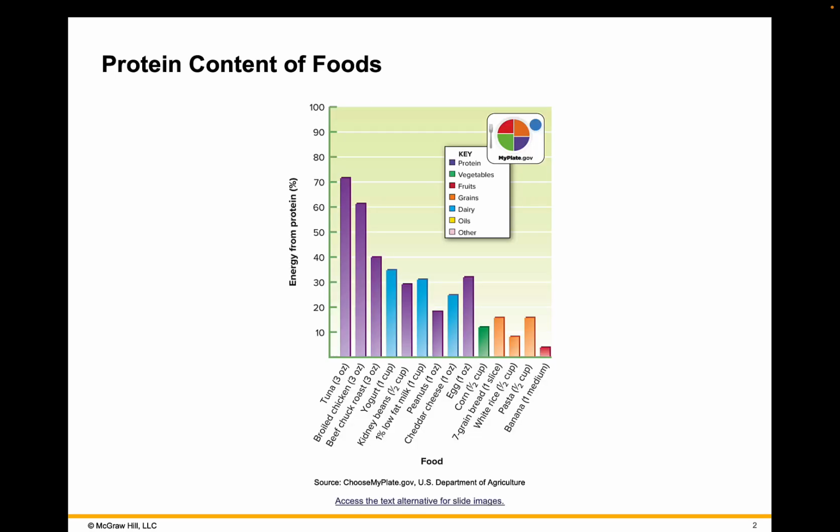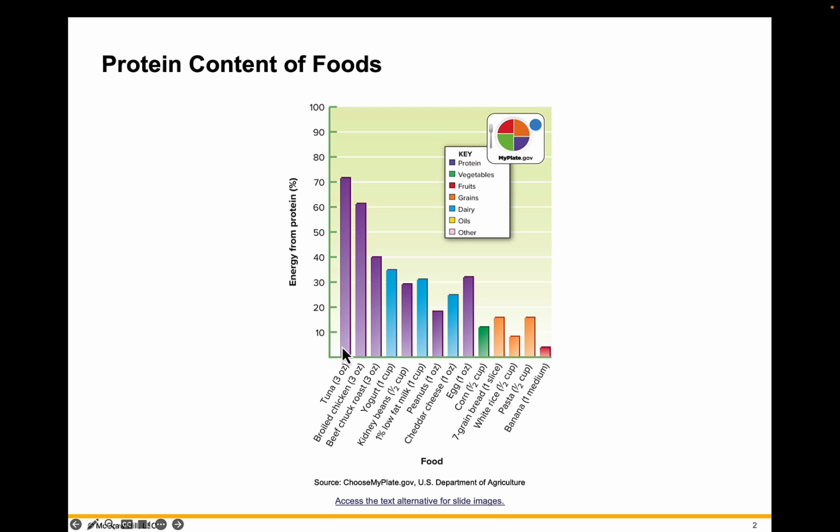Now, when we're looking at the protein content in food, a couple of things to keep in mind. Animal-based proteins are always going to be pretty much the best source of protein, but let's not forget that there are a number of plant-based proteins. We have protein in other things also. So let's take a look at where we find the majority of protein here.